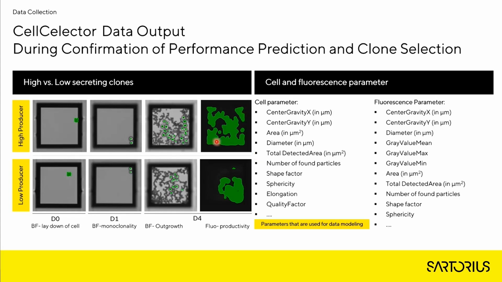What happens at this step is that these images are later translated, with the help of the cell selector's image analysis software, into two different types of parameters: cell parameters like area, diameter, total detected area, and also some fluorescence parameters. These parameters are the variables that are used as input for our data model.